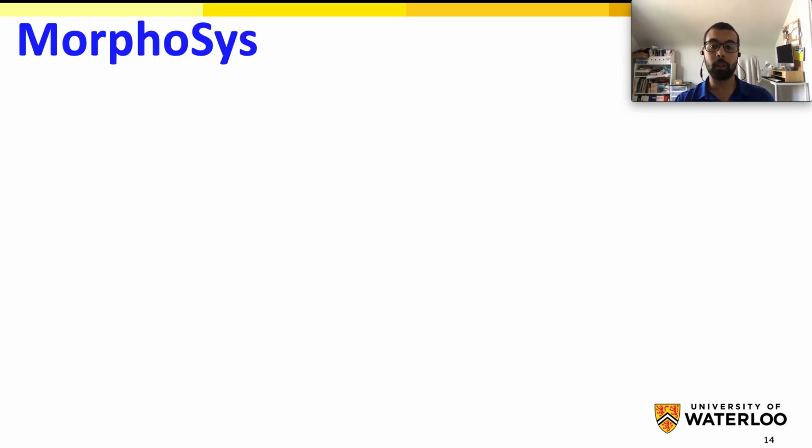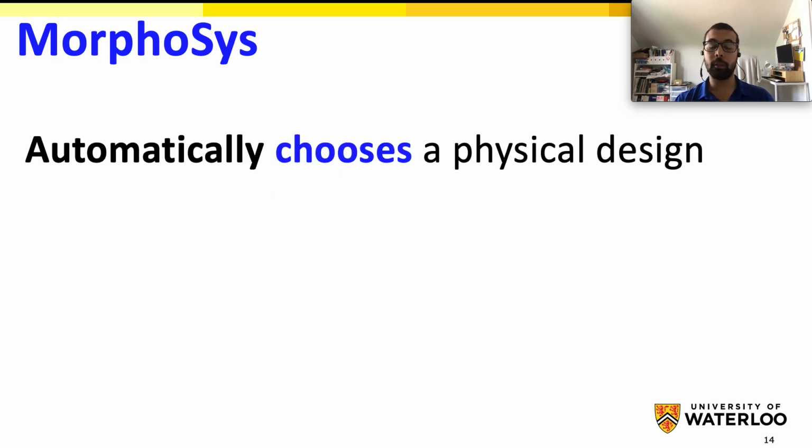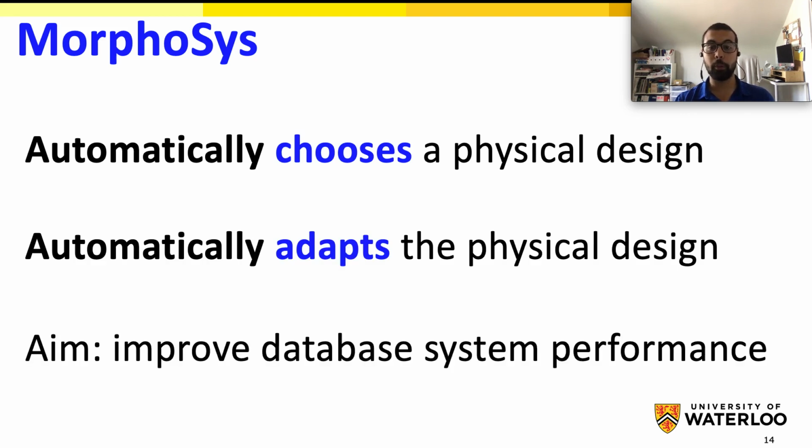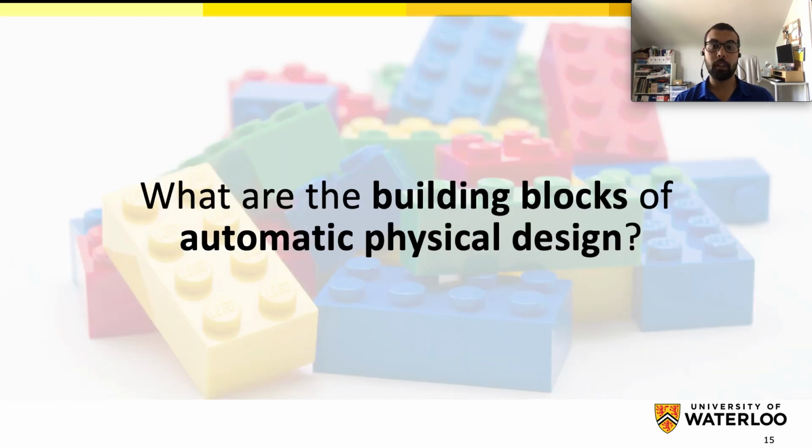We aim to address those concerns with MorphoSys, the system we built that automatically chooses a physical design and automatically adapts the physical design based on the workload, all to improve distributed database system performance. Let's now examine the building blocks of automatic physical design in MorphoSys.